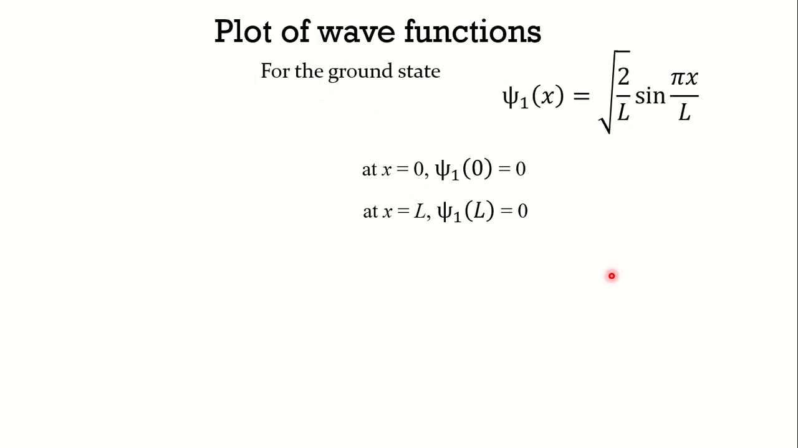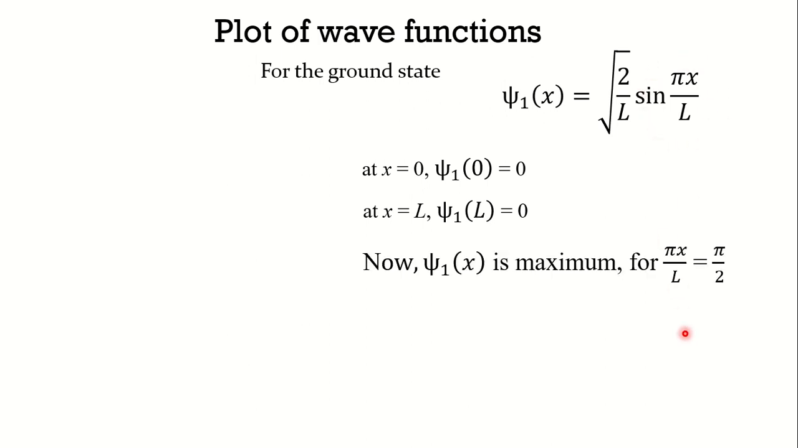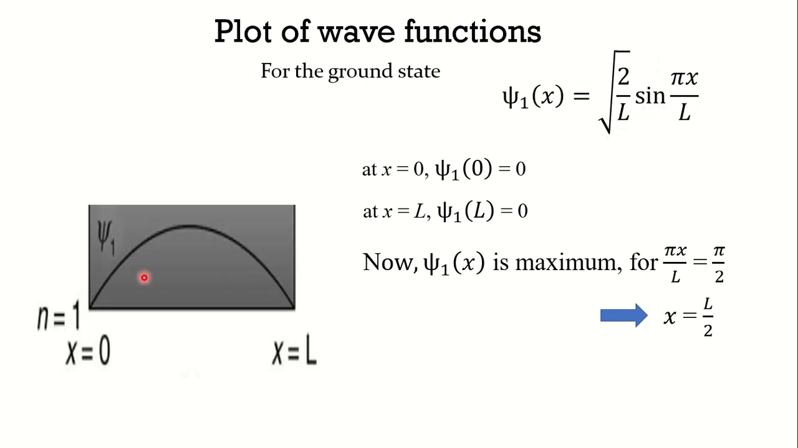Now where is the wave function maximum? For the maximum I should have sine of pi x by L equal to 1. That means pi x by L is equal to pi by 2. If I simplify, I get x equal to L by 2. So the ground state wave function is maximum at x equal to L by 2. If I plot this, it is essentially a sine function, where at the edges or boundaries the wave function is 0 and it is maximum at x equal to L by 2.